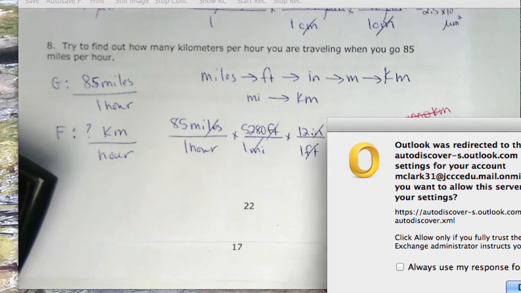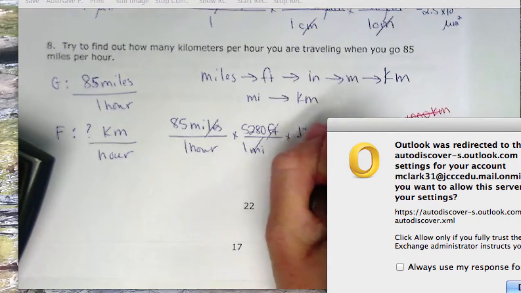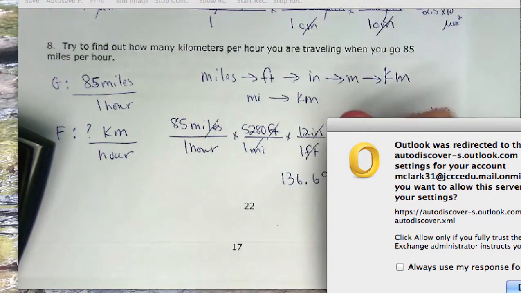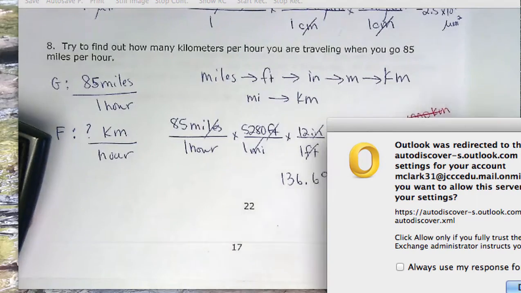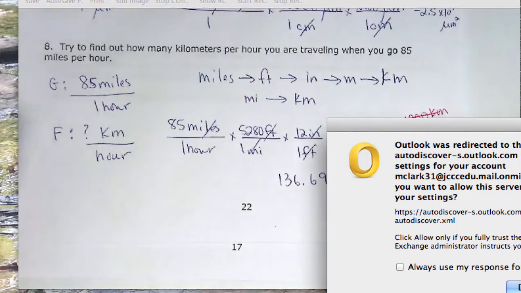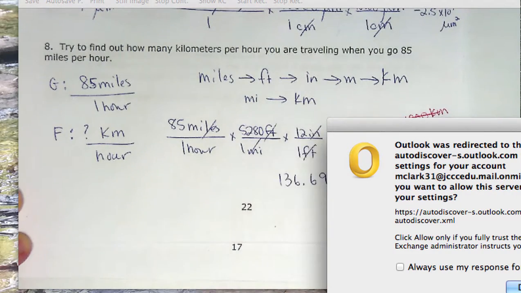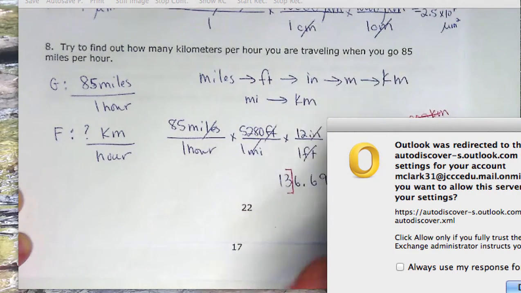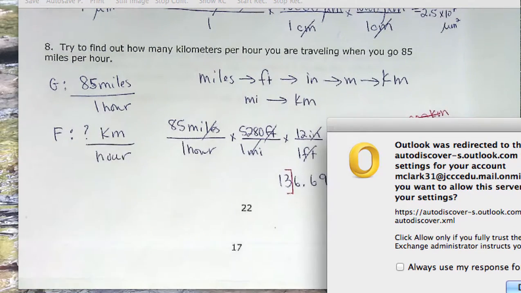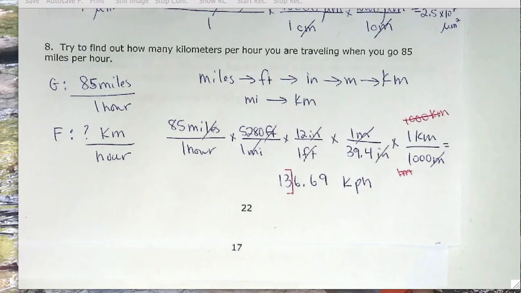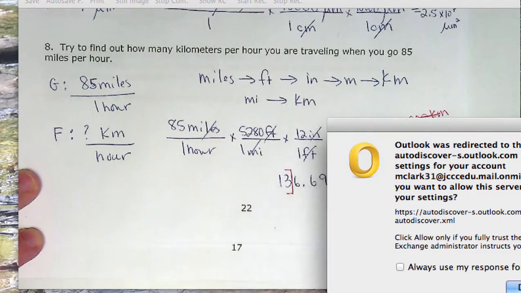Okay, so 136.69 kph, kilometers per hour. How many significant figures do you use? 2. So then what does that round to? 140. Good.